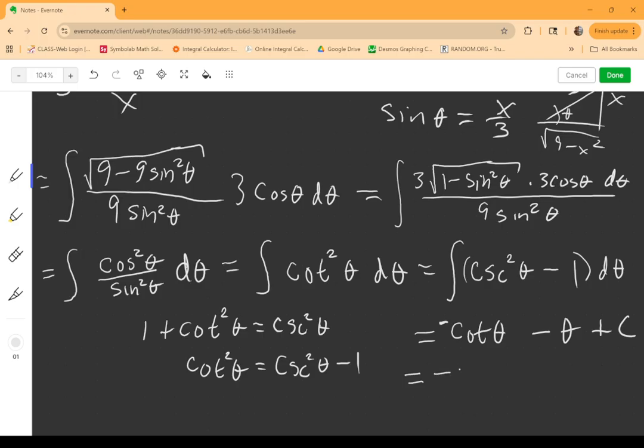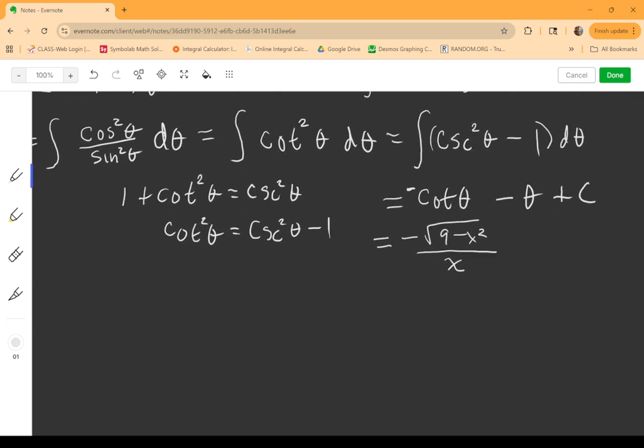So we get, don't forget, the negative of 9 minus x squared, the adjacent over the opposite, which is x. Now here, what to do about theta? Well, that's where this comes in. Let me scoot up here. If my initial substitution was something like this, then this is true if and only if theta is equal to sine inverse of x over 3. And here is where that angle restriction comes into play.